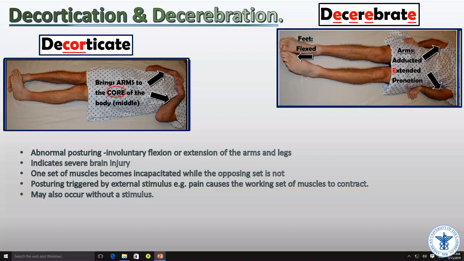Both these imply that the patient's doing really badly, and the prognosis is quite bad. Both posturings are usually pre-terminal, so they're not going to do well. It helps you decide how this particular patient is going to do. The outcome is usually bad in both.